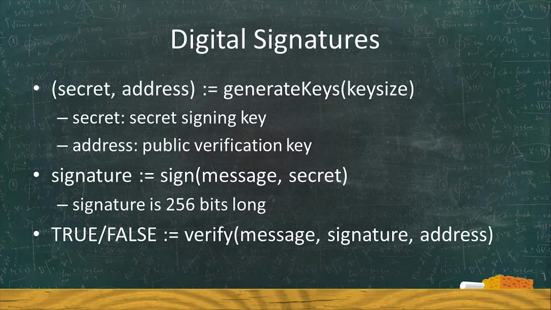Now we'll quickly look at digital signatures. I guess most of you are familiar with this. Essentially, we are assuming that there is a function called generate keys that takes a key size, for example 256, and it generates a pair. One is a secret key, the other is the address. We call them the private key and public key. The private key is what you'll use when you're spending your Bitcoin, and the public key is what you'll give to everybody when they want to send you money. The public key, as the name states, you're making public.